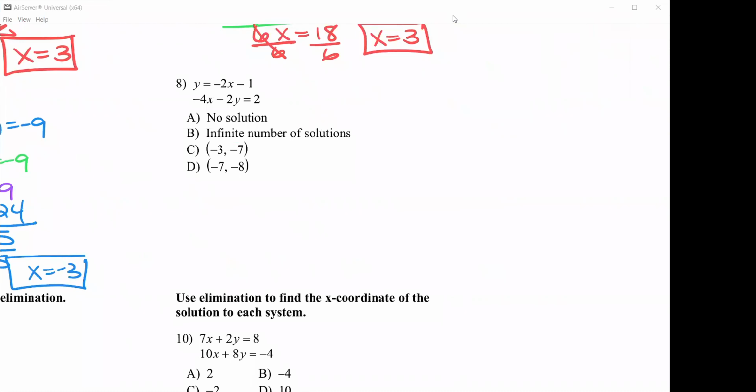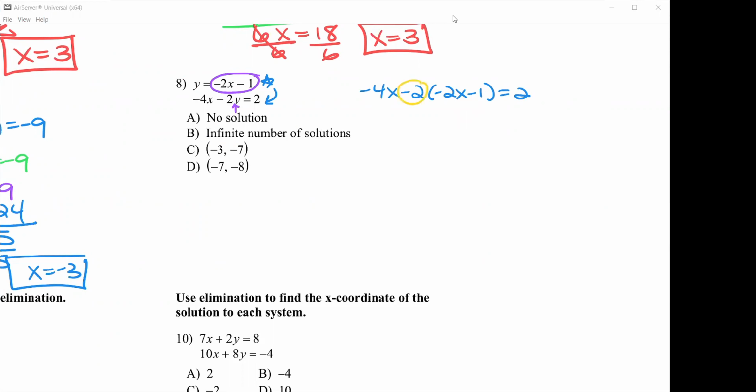Okay. So this one, again, we're doing substitution, but we have a little gift here. One of them is already written as y equals, so we can take that and substitute it in for y right here. So we're taking this and substituting it into this one, okay? This gives us -4x minus 2 times -2x minus 1 is equal to 2. So again, I've just replaced all of this, which was y before, with that top equation.